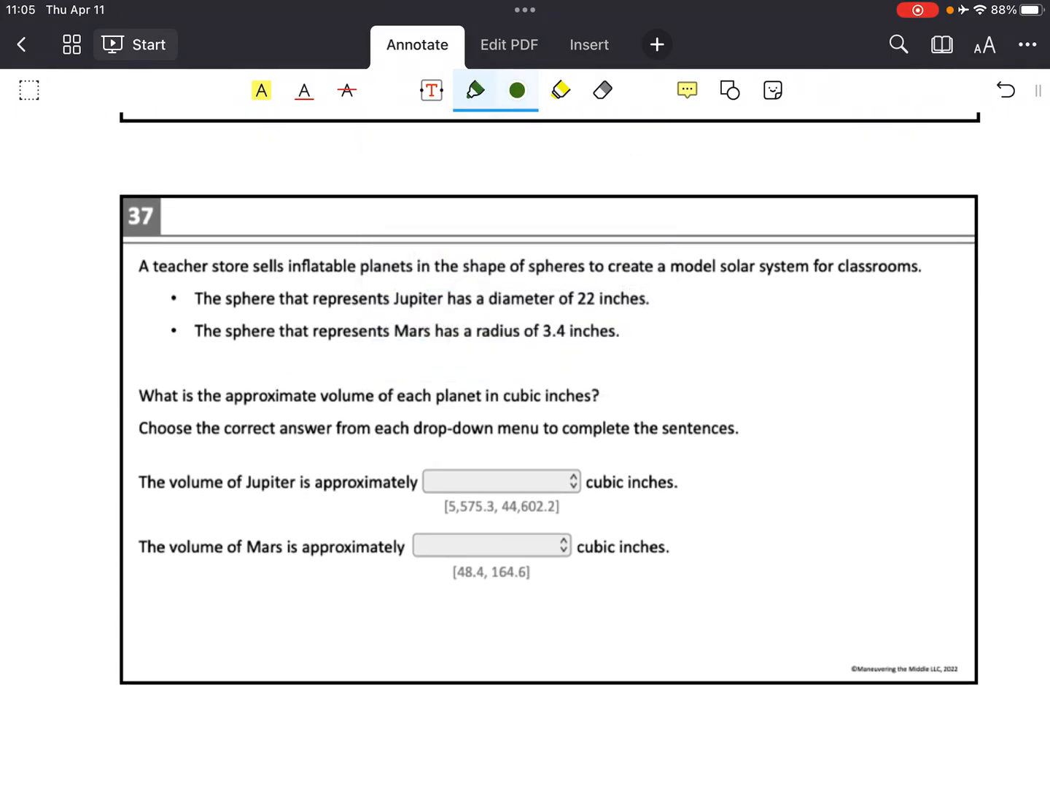Question 37. A teacher store sells inflatable planets in the shape of spheres to model a solar system for classrooms. The sphere that represents Jupiter has a diameter of 22 inches. The sphere that represents Mars has a radius. So what is the approximate volume of each planet? The volume is an important word. I know that they are spheres, so therefore I'm using that formula.